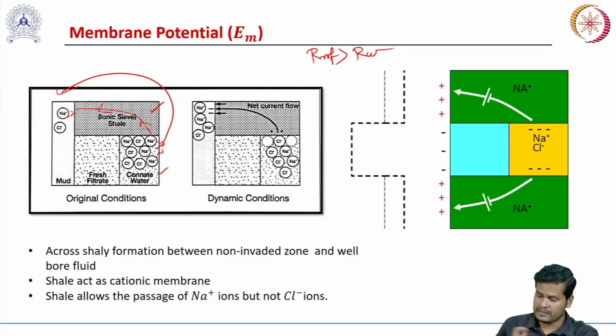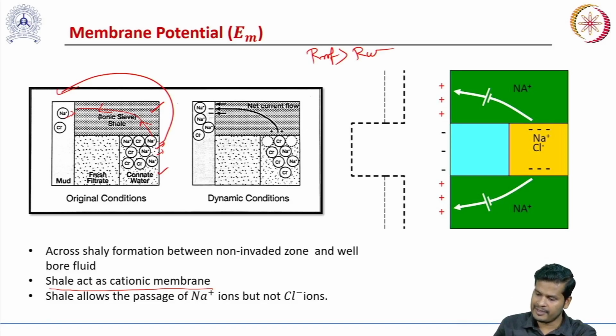Here at this boundary, shale acts as a cationic membrane. That means shale can allow the movement or exchange of cations, because shale has clay, which has a layered structure with negative charge and a deficiency of cations. So shale acts as a cationic membrane and cations can move through it, whereas an anion cannot move through it.